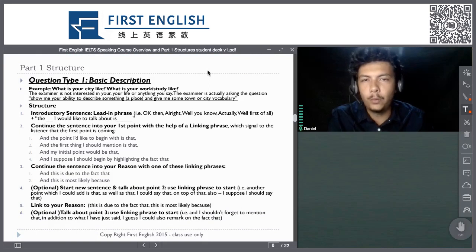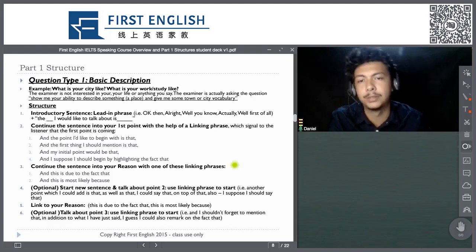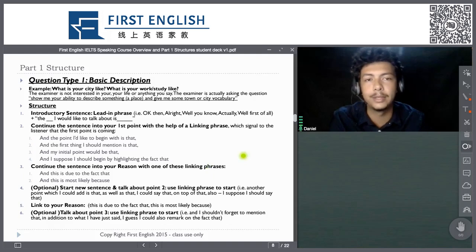Before we go into the structure here and talk about the linking phrases, I want to mention one very important piece of information that relates to all of the question types and the questions that you can expect really at any point in the exam. For example, a basic description type question could be something like, what is your city like? What is your work? What is your study like? So on and so forth.